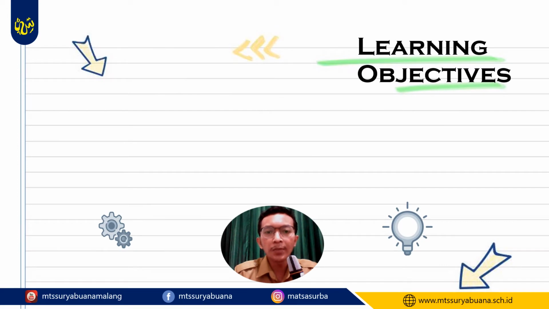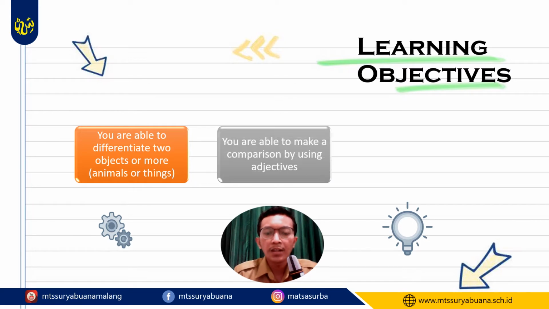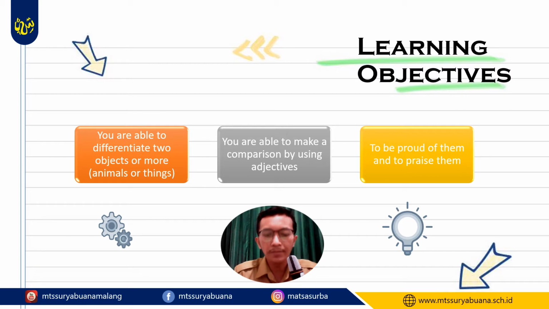And I hope after you watch this video, you are able to differentiate two objects or more, be it animals or things. The second one, you are able to make a comparison by using adjectives. And the last one, to be proud of them and to praise them.